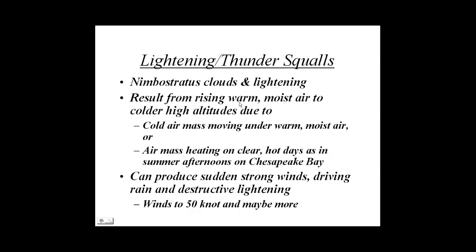Warm air mass rising to colder altitudes occurs by two methods. One is the cold air mass movement that we showed already, and the other is air mass heating on a clear hot day, as occurs in summer afternoons on Chesapeake Bay. This is not because of an air mass movement, it's because of air mass heating on that hot, sultry day. And lightning thunder squalls can be very hazardous, can produce strong winds, and I have commonly seen these up to 50 knots, up to 60 knots.